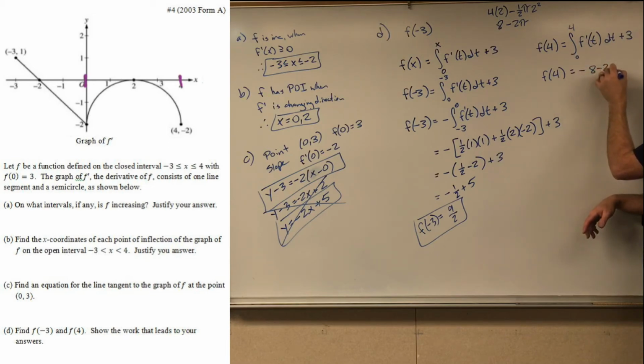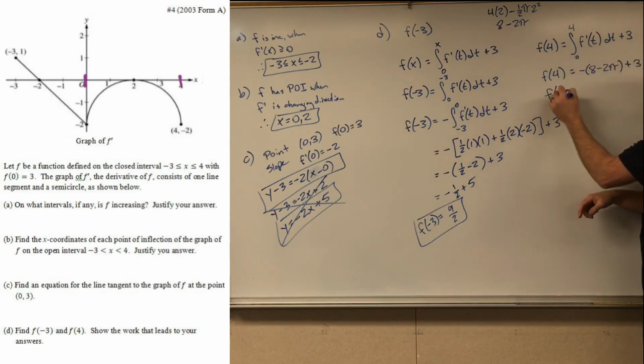I'm going to do this. You guys okay with this? So that's this piece, and then plus 3. So f of 4 is negative 8 plus 3 is negative 5 plus 2 pi.